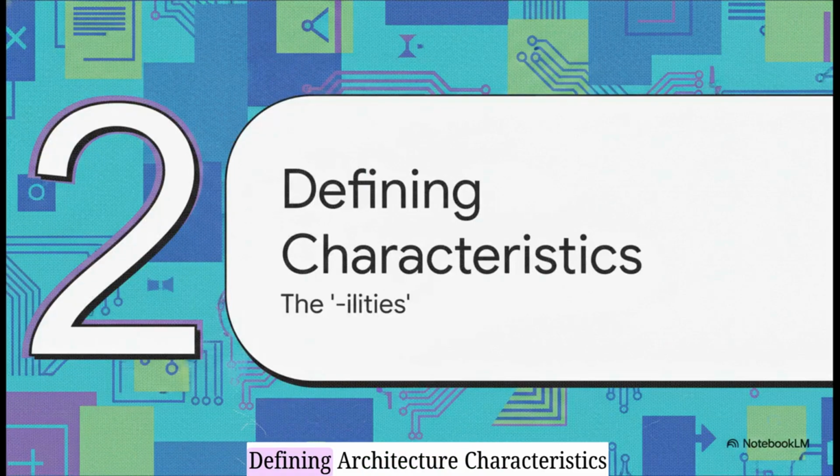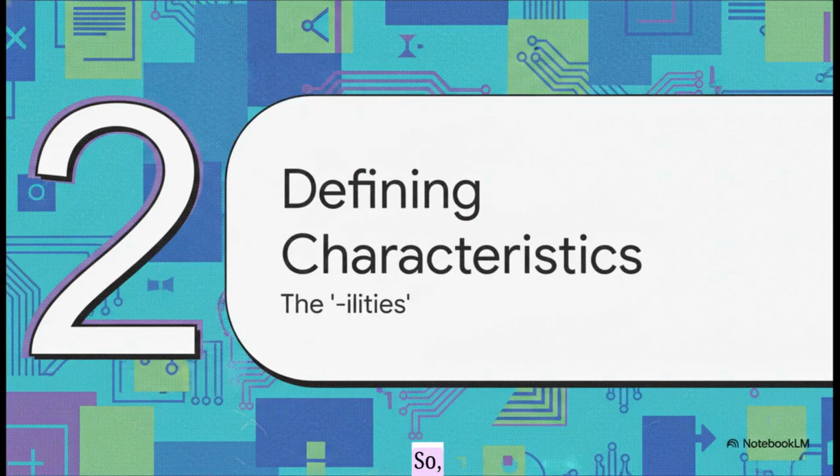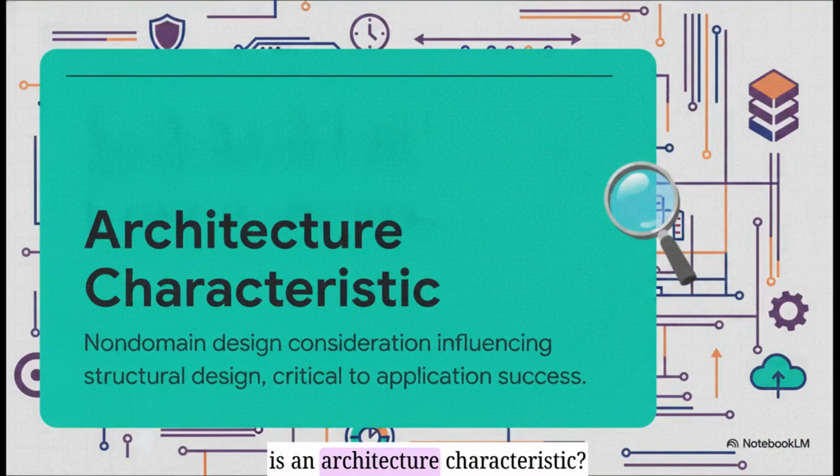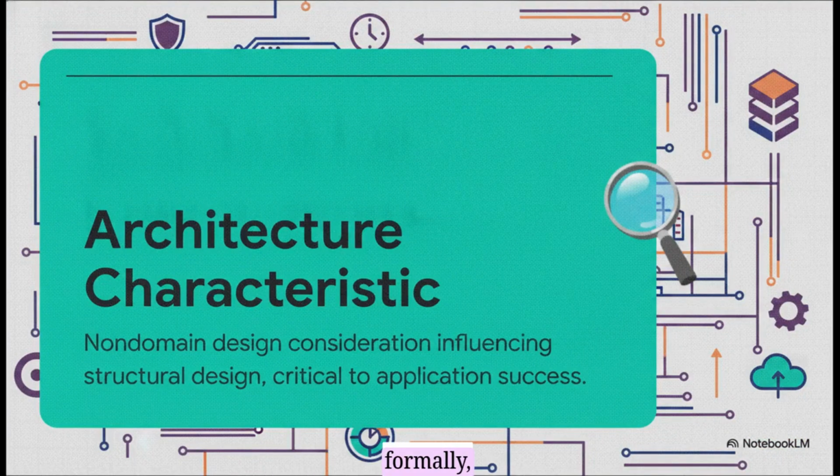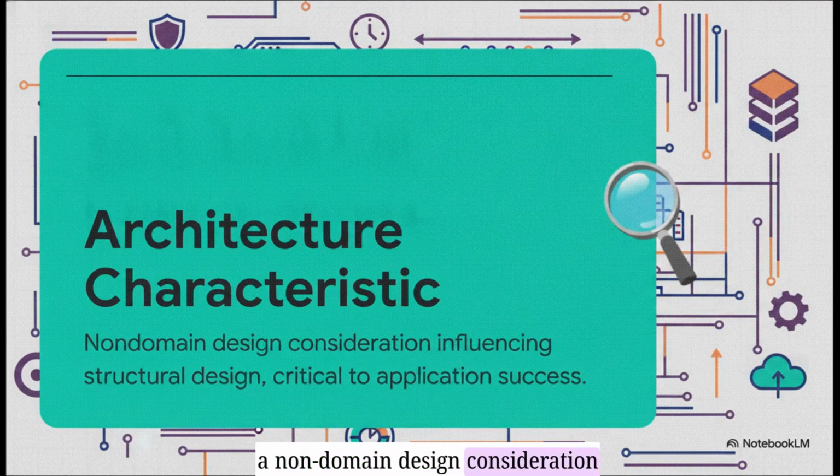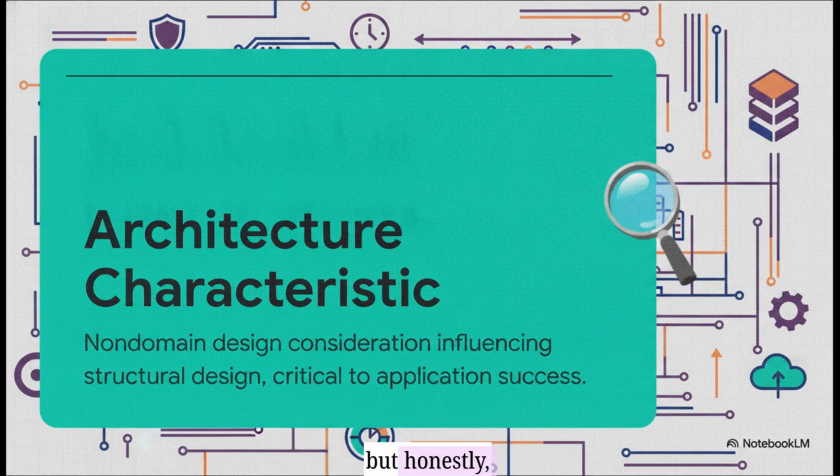Section 2. Defining architecture characteristics. So, what exactly is an architecture characteristic? Well, formally, it's defined as a non-domain design consideration that influences structural design and is absolutely critical to the application's success. Now, you might be used to calling these non-functional requirements, but honestly, the industry is rapidly moving away from that term. Why? Because it's kind of self-denigrating.